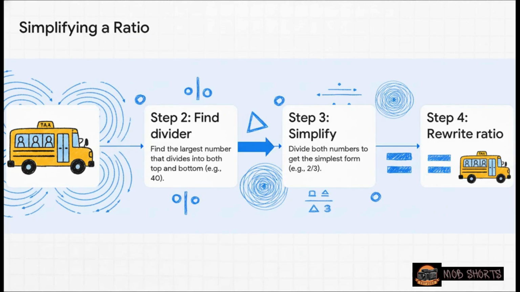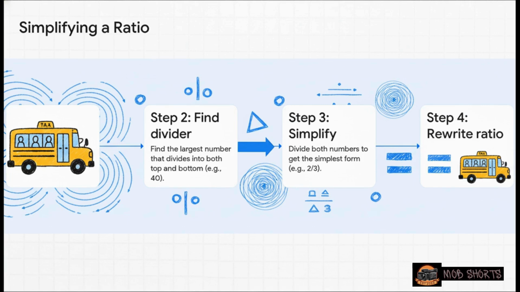Now, ratios are most powerful when they're simple. Let's say 80 students take the bus to school and 120 take a taxi. The ratio is 80 to 120. That's kind of clunky, right? So to simplify, we just write it as a fraction, 80 over 120. Then we find the biggest number that goes into both of them. In this case, it's 40. Divide the top and the bottom by 40, and you get 2/3. So the simplified ratio is 2:3. For every 2 students on a bus, there are 3 in a taxi.